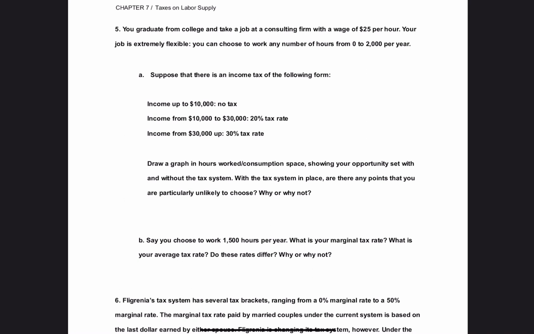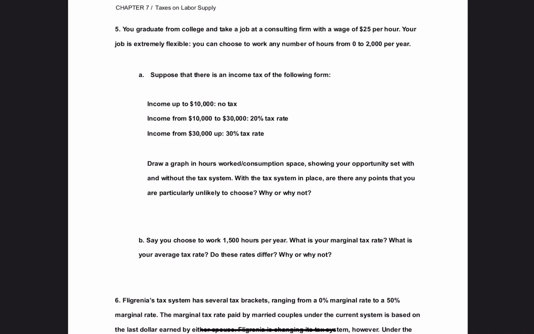Sub-exercise A. Suppose that there is an income tax of the following form. Income up to $10,000, no tax. So that's the first bracket. The second bracket is income from $10,000 to $30,000, which will be taxed with 20%. And the third bracket will be income from $30,000 and above, which will then be taxed with 30%.